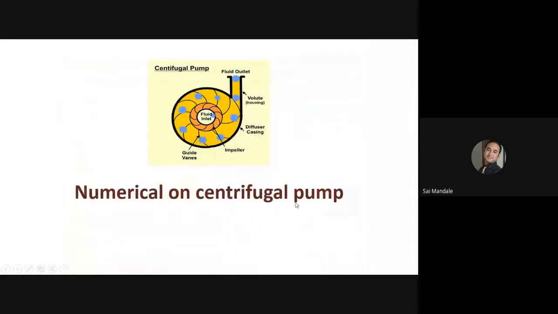We do have a numerical, but numerical based on unit one first part and unit one second part. I will be conducting that after the completion of the theory. So in 2 days, we'll be only conducting the numericals. Okay. So right now I'm skipping this part.